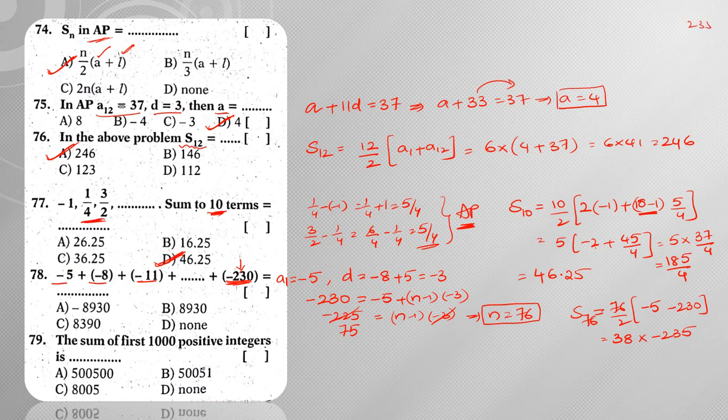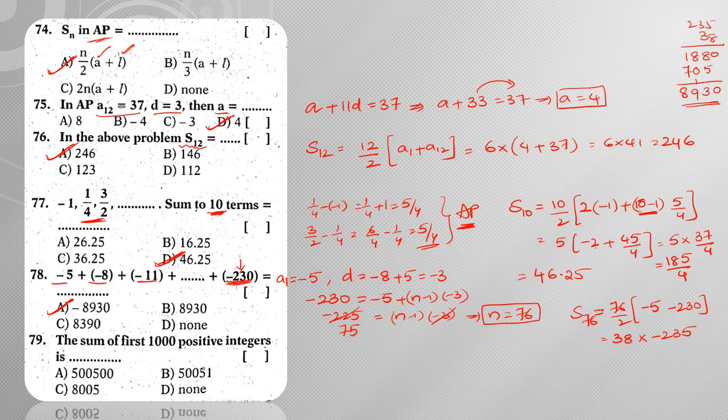So 235 into 38. So 8 5s are 40, 4 is carried, 8 3s are 24, plus 4 is 28, 2 is carried, 8 2s are 16, plus 2 is 18. Next 3 5s are 15, 1 is carried, 3 3s are 9, plus 1 is 10, 1 is carried again, 3 2s are 6, plus 1 is 7. Now on simplification, 8 plus 5 is 13, 8 plus 1 is 9, 7 plus 1 is 8. Hence the answer is 8930. But here minus is there, no, hence the answer is minus 8930.